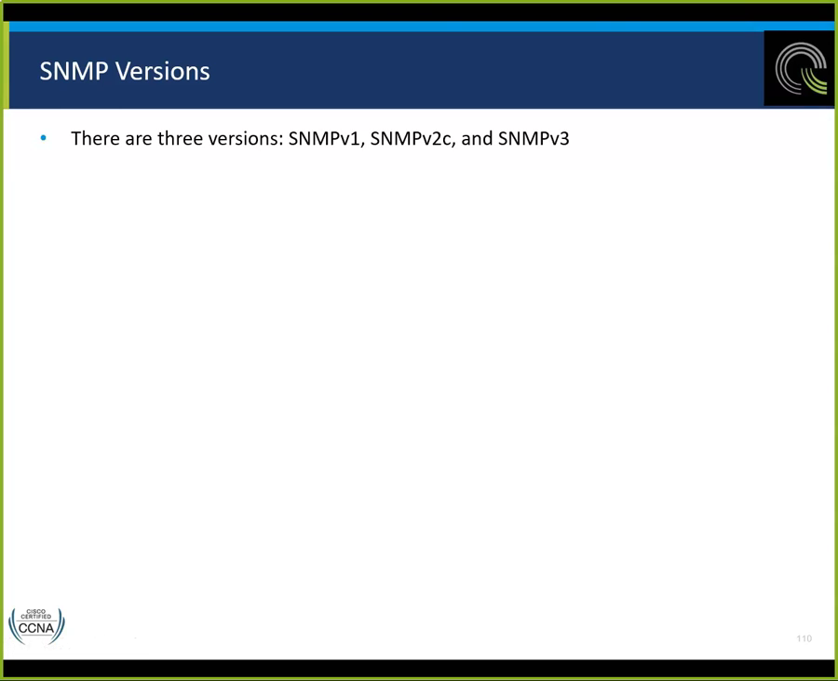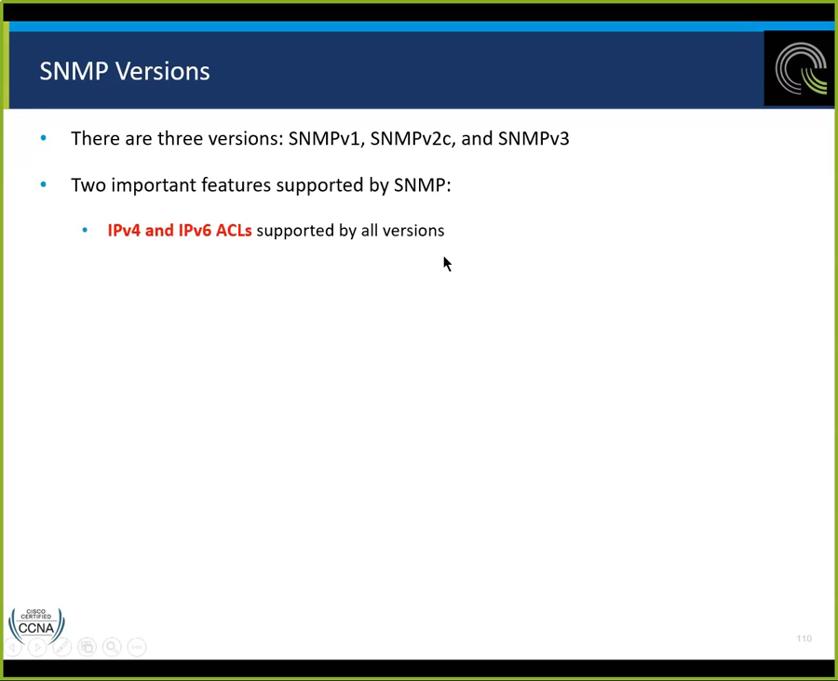SNMP versions, there are 3: 1, 2, and 3. Two important features supported by SNMP are IPv4, supported by all versions, and then security. SNMP versions 1 and 2 support a password mechanism. And you saw the password mechanism. I wanted you to see that. Yes, that's the security that's available to it. If I know the community string, I can get the information. How can I get the community string? If I can sniff the network.